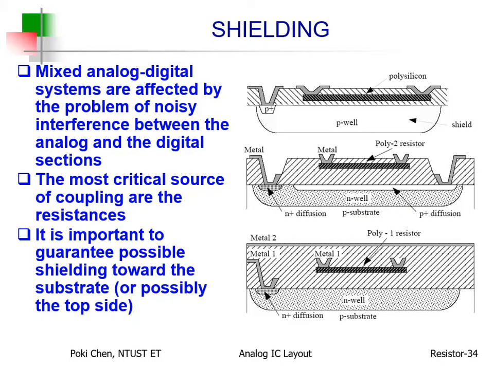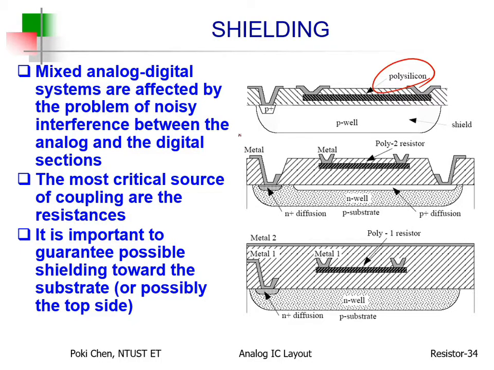Here is what I would like to share with you: how to do the best shielding for a resistor. We wouldn't like to protect it. Why? Because it is noisy. We would like to protect the others besides the resistor. Okay? How to do it? How to make it? Here you can see for polysilicon, what kind of shielding can you have?